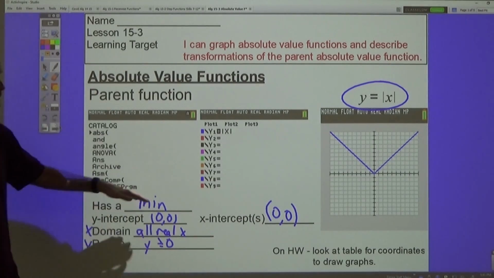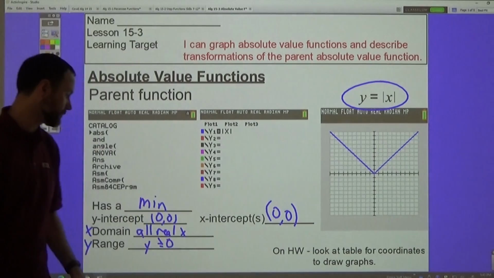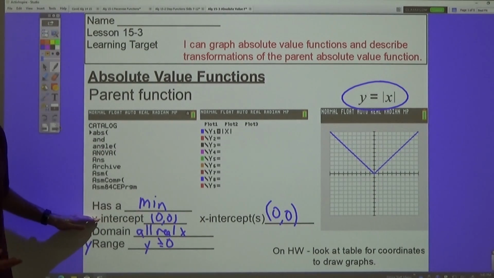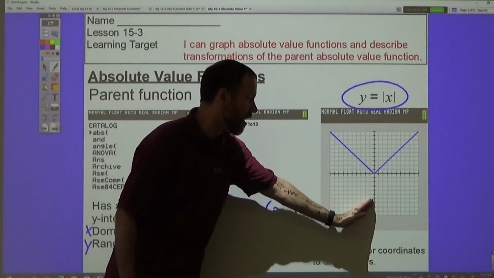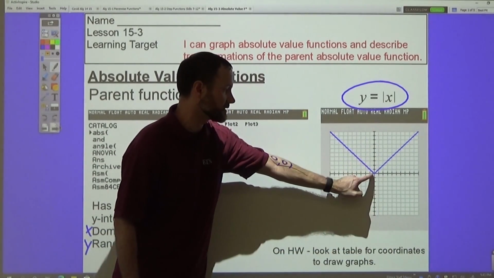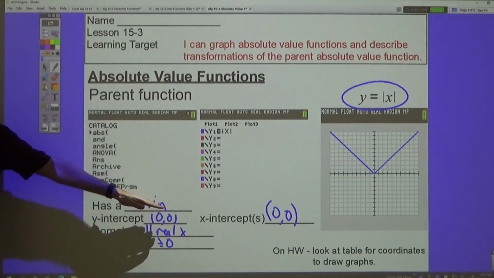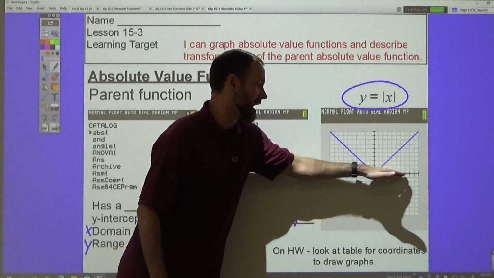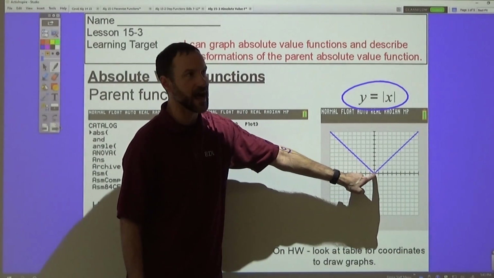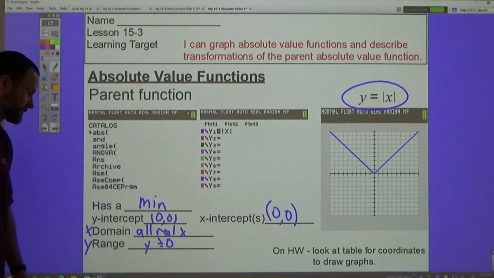So it has a min, because this is the bottom value. It's either going to have a min or a max. The y-intercept is where it crosses the y-axis. It crosses the y-axis right here at 0, 0. The x-intercept is where it crosses the x-axis. It lays right on that x-axis, so that is also 0, 0.